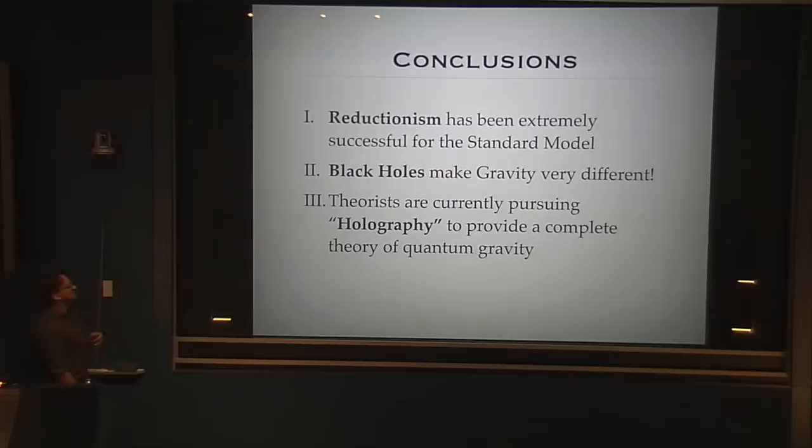So to conclude, I've outlined how this basic reductionist approach has been extremely successful in building the Standard Model. Over the last 100 years, we've learned a lot about the fundamental description of the universe by taking this basic approach. But it appears that because of black hole physics, gravity is really very, very different from the other forces. Even though at face value there are orbits in gravity, just like you can have orbits due to the electromagnetic force, and there are gravity waves, just like there are electromagnetic waves, actually, at a fundamental level, gravity is very, very different.